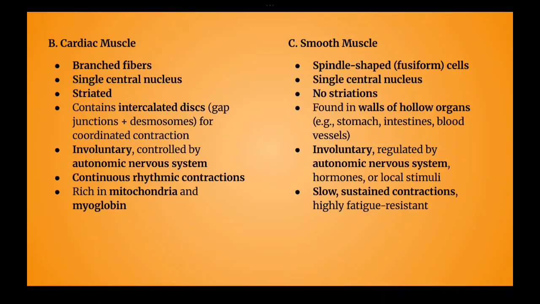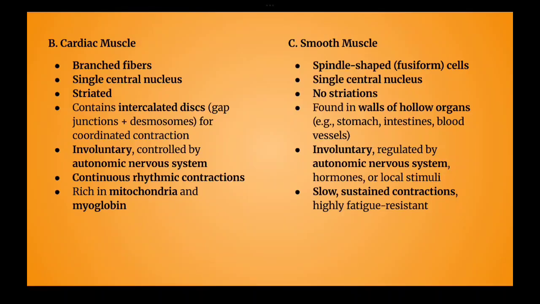We'll move to the next type, cardiac muscle, which is branched fiber, with single central nuclei. They are striated, contain intercalated discs with gap junctions and desmosomes for coordinated contraction, and are involuntary, controlled by the autonomic nervous system, with continuous rhythmic contraction, and the muscles are rich in mitochondria and myoglobin.